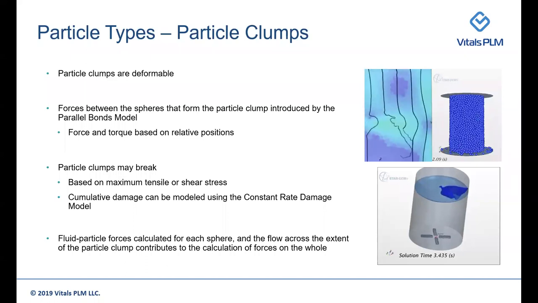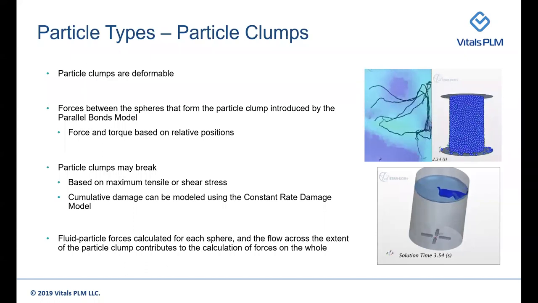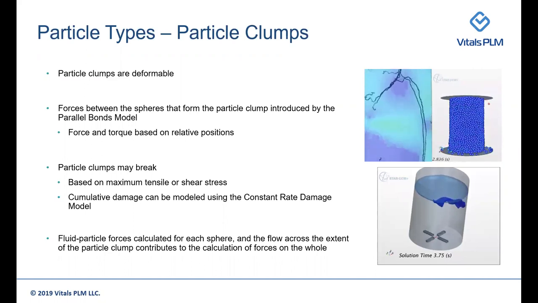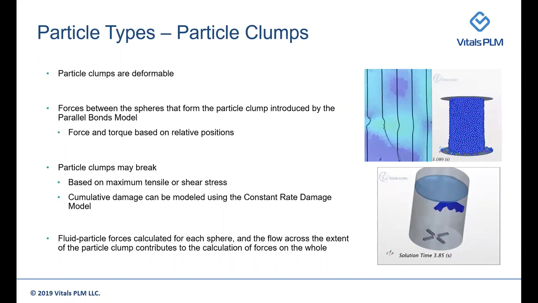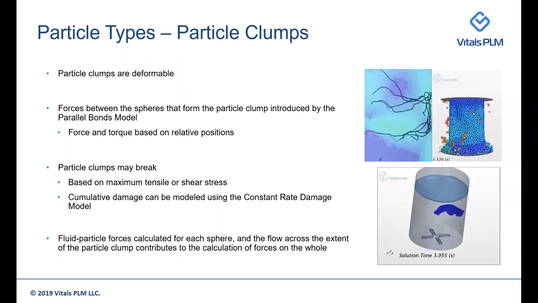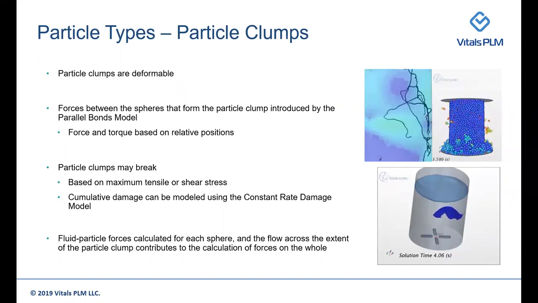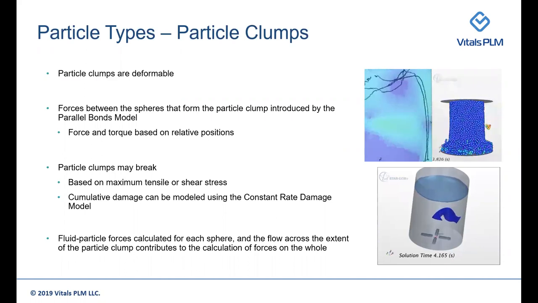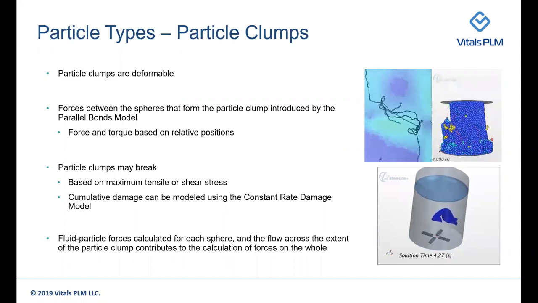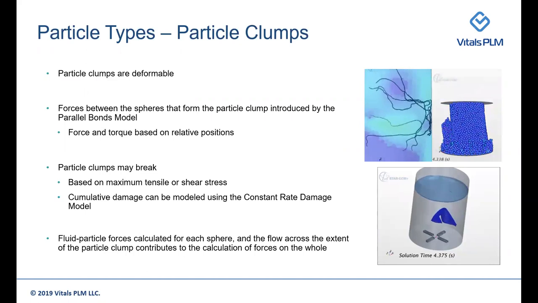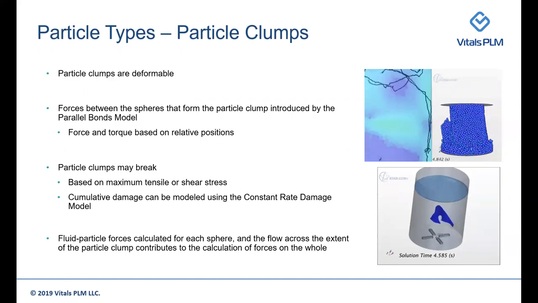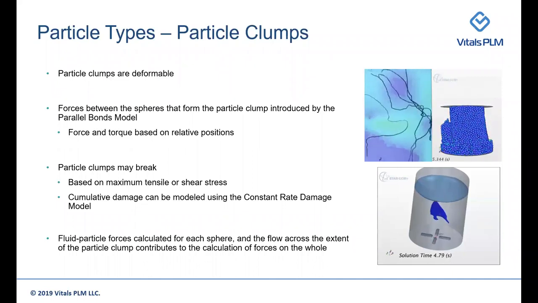Here, one example we see is from one of the opening slides, the washing machine example, where the fabric, the cloth, has been modeled as a DM particle, a particle clump. The deformation can be modeled using the particle clump while it is interacting with the water inside the washing machine.